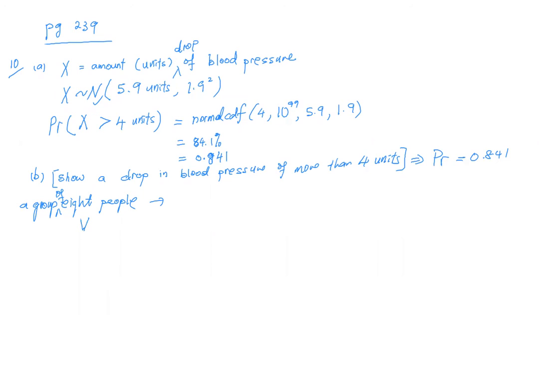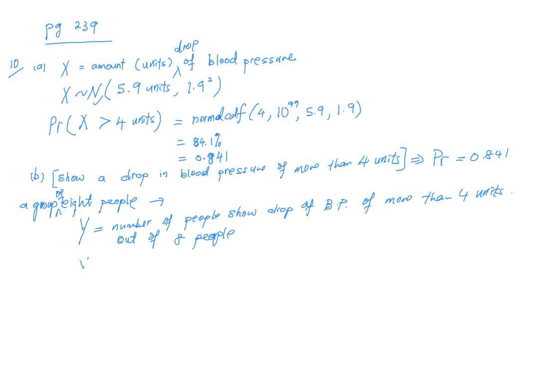So I have to use another new variable. I call it Y. Y is what? Number of people showing a drop of blood pressure of more than 4 units out of 8 people, right?